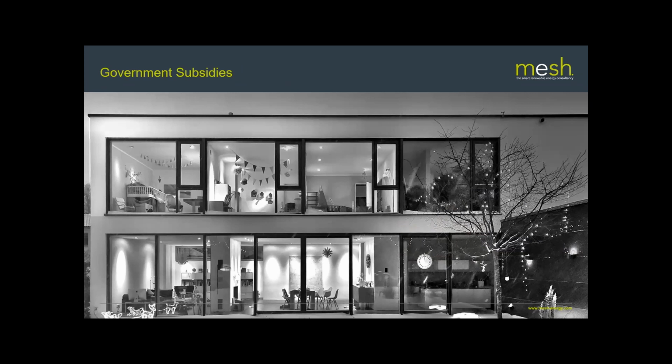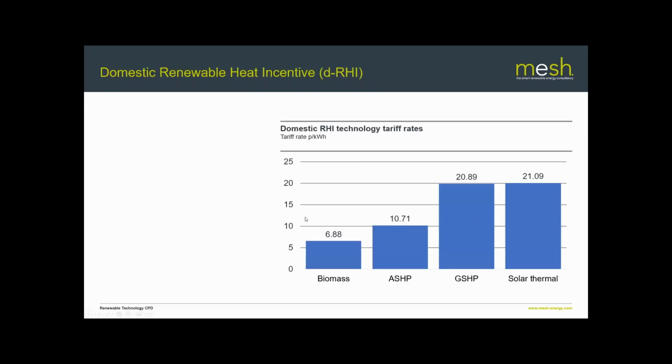And last but not least, government subsidies. The ever-changing feast of government subsidies. Currently, there's the domestic RHI, which is paid over 7 years, and it ends on the 31st of March 2022. It's a totally tax-free subsidy. That end date is not the date for the payments ending. The payments will carry on for the 7 years, but that's the date for new applications. And to make an application, the whole system needs to be completed, installed, and commissioned.